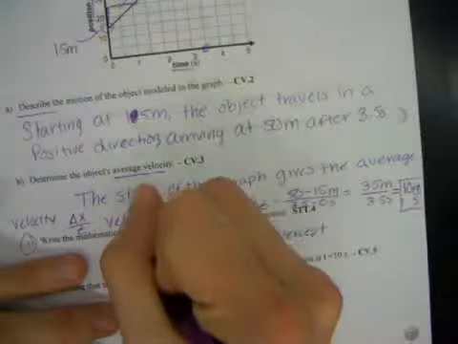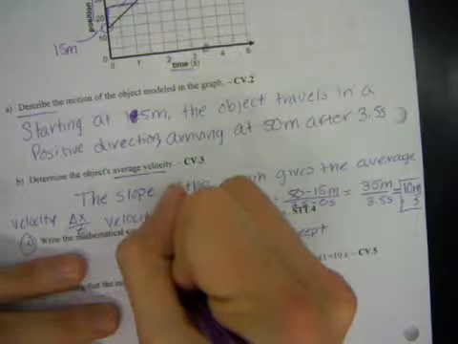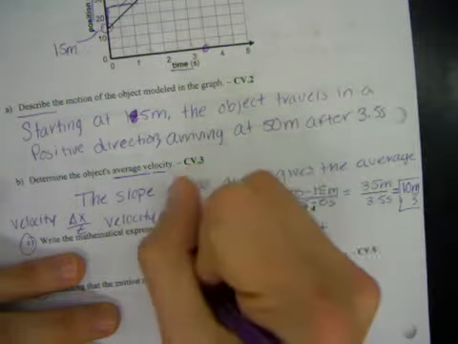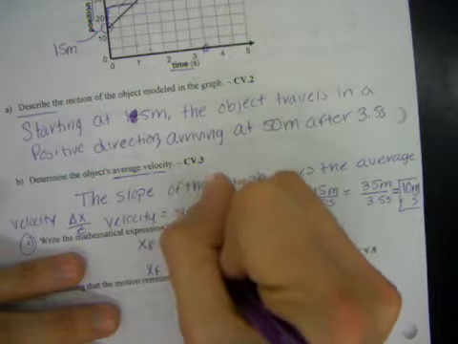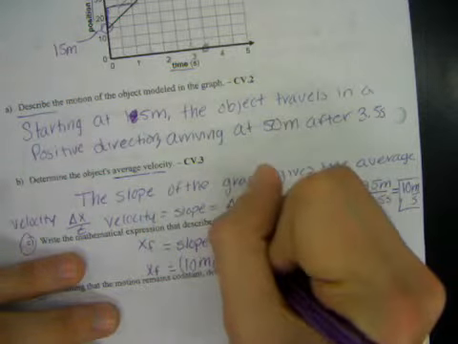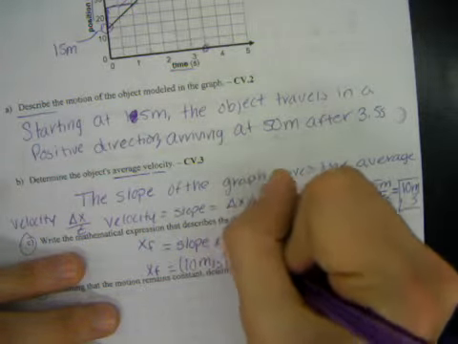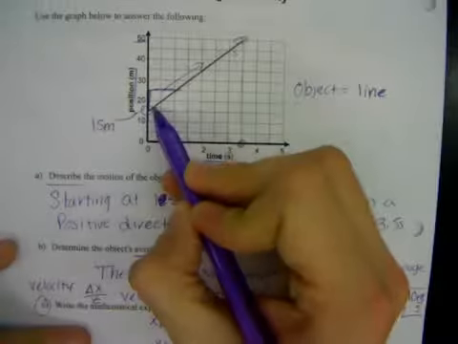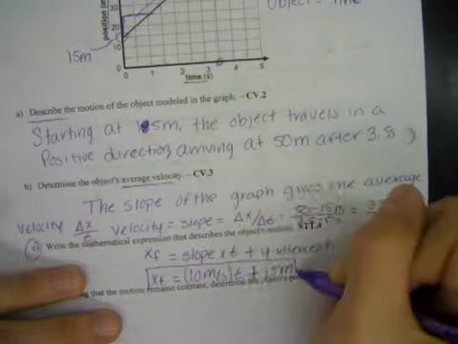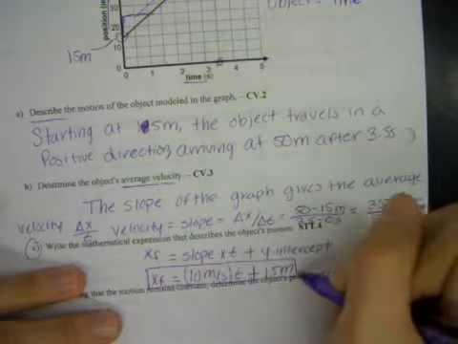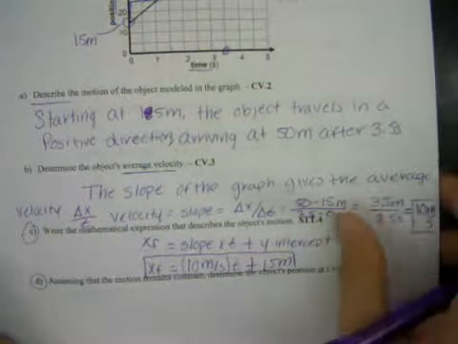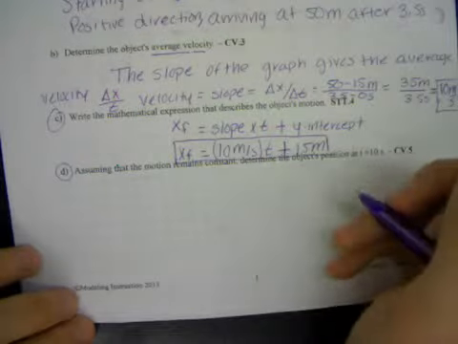So all we have to do is plug in what we know, and that would be our slope, which we just figured out, would be 10 meters per second times time plus the y-intercept we know to be 15 meters, because that's where we started. So with this equation, you could figure out a couple of different things, but this would be your mathematical equation. And to give an example of that, that's where part D would come in.